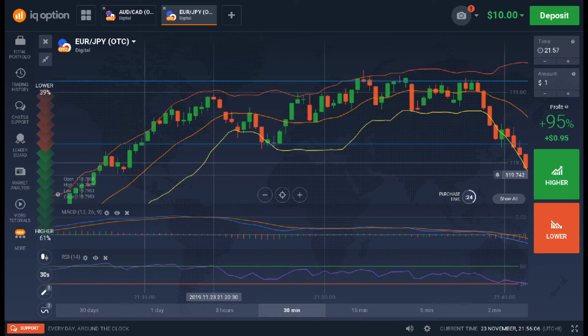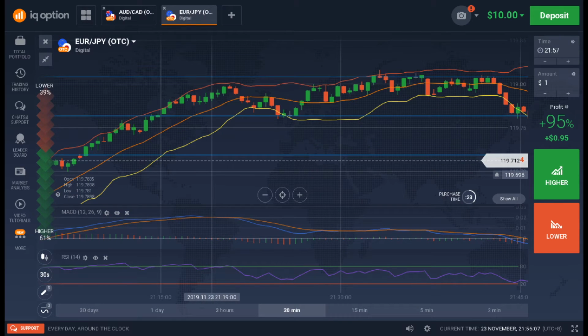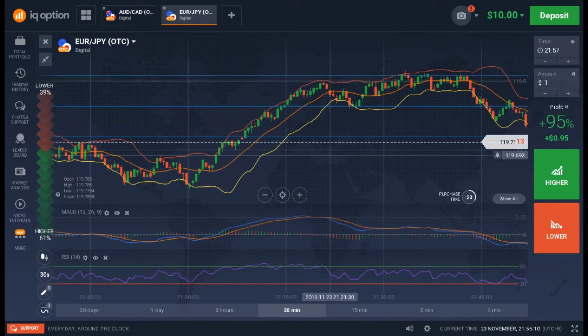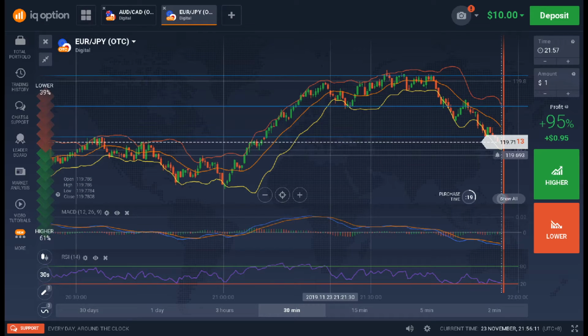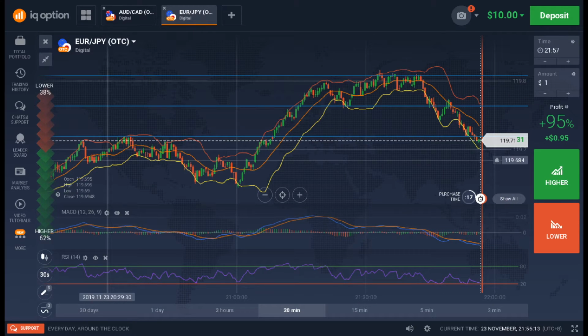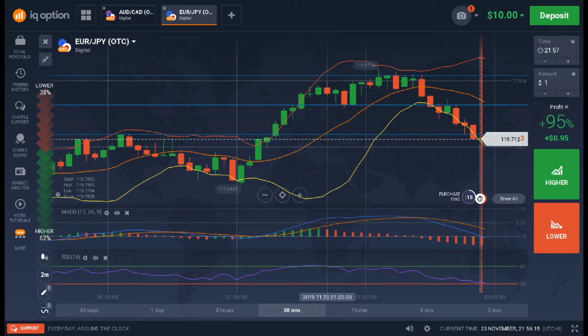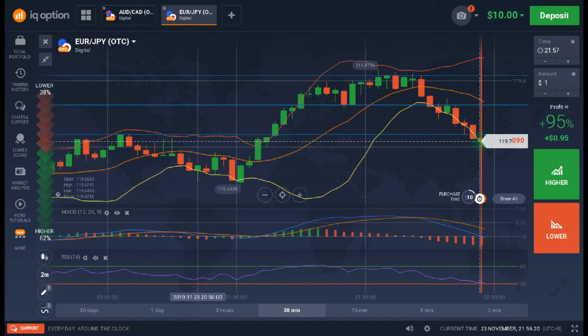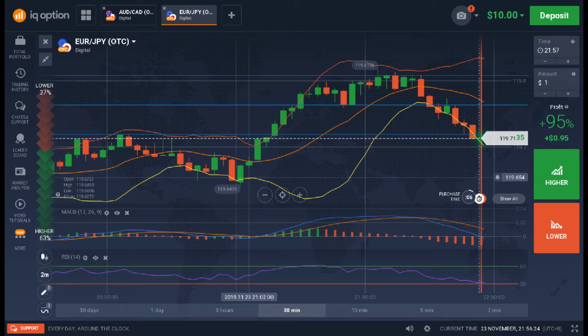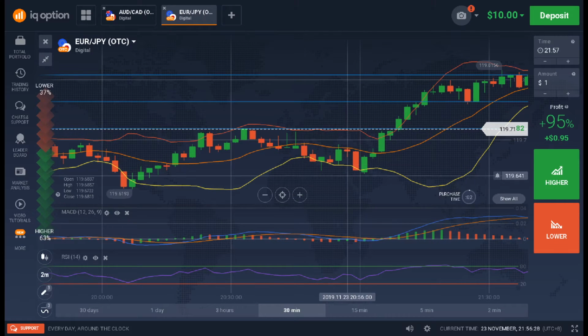Using a 30-minute time frame here. Okay. The next support would be this level.